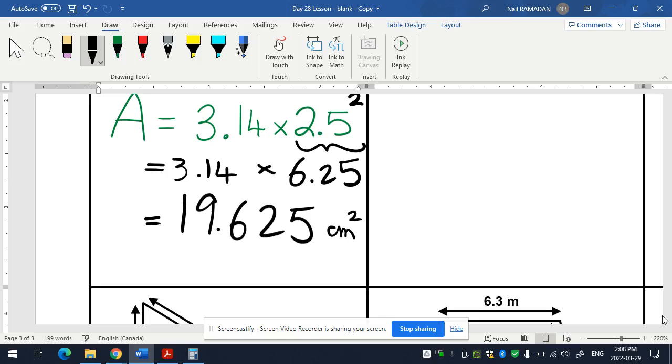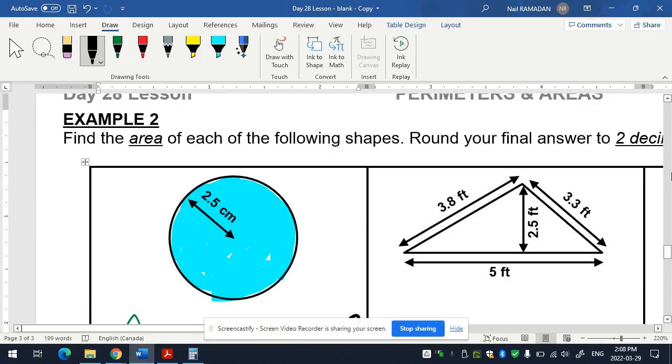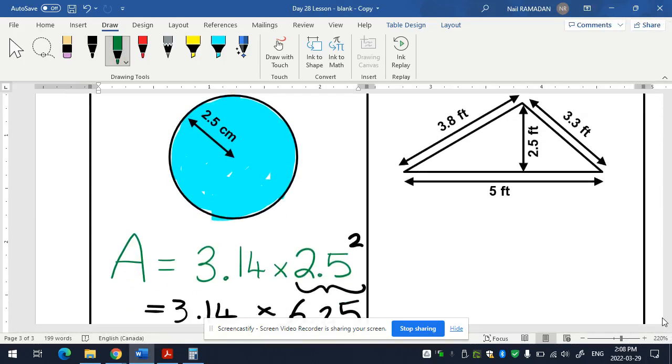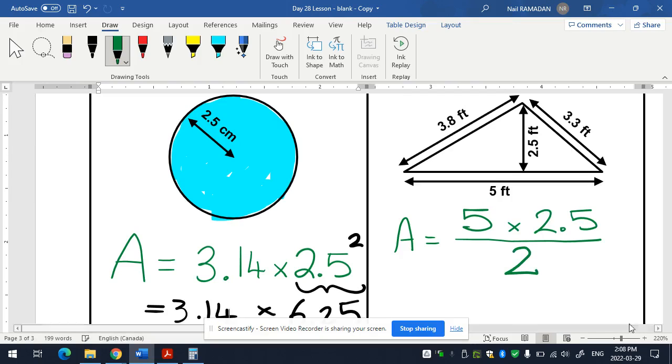Yes. So, can someone tell me how wide the base is? 5 feet is the ground. How high is this triangle? Not 3.8, not 3.3, straight going up, 2.5. Great, we're ready. So, area equals, what's my base again? 5. What's my height again? 2.5. And I divide by what? 2. You don't negotiate that. The 2 has to be there.